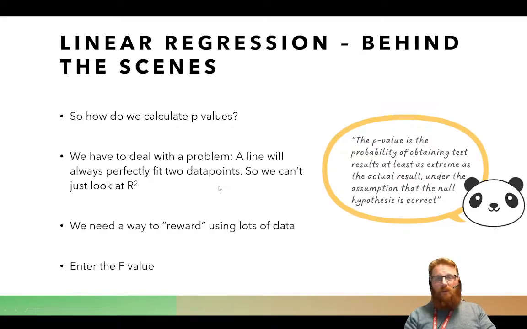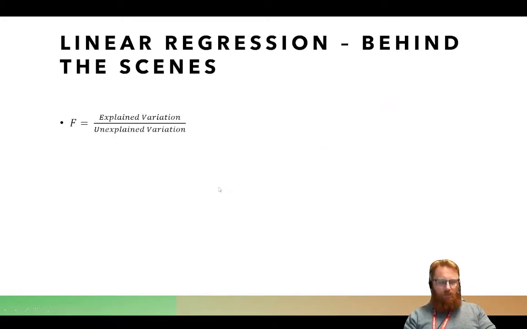And so enter the F value. Okay, so the F value has an equation that on the surface might look almost exactly the same as R squared, right? R squared was the explained variation divided by the total variation. F is the explained variation divided by the unexplained variation, right? So we know how to calculate these already. You can't calculate an explained variation directly. You have to do the total minus the unexplained.